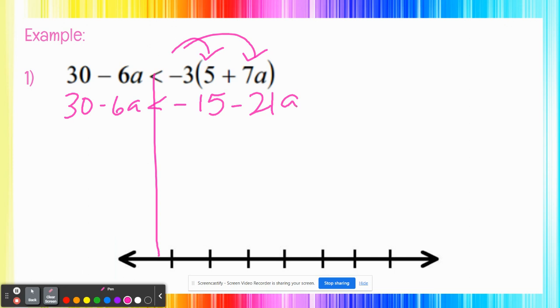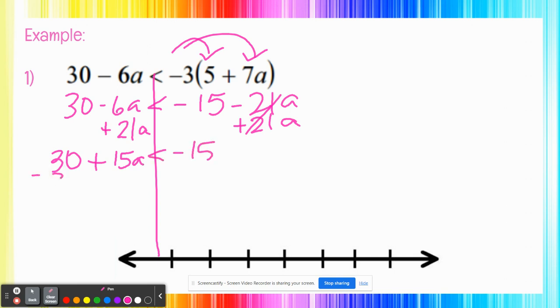Now we're going to move our variables to one side. I'm going to move that 21 by adding it so that I get a positive variable coefficient, and also some of my variables on the left side. That's just optional. You can move the negative 6a by adding it, but I'm going to move the 21 instead. So that brings down the 30. Now I have 15a. Bring down the inequality and bring down negative 15.